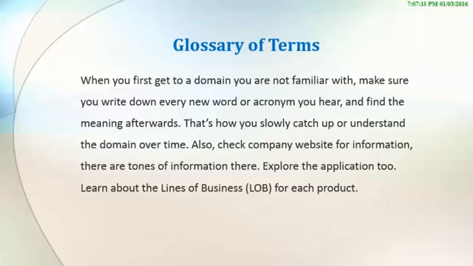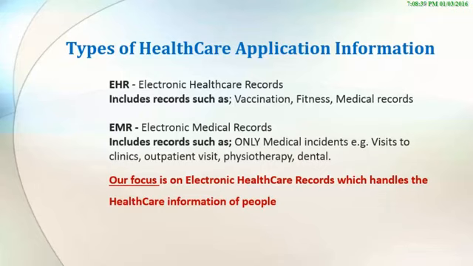There are two types of healthcare application. This healthcare application is EHR and EMR. As you can see, we have the EHR, electronic healthcare records, and EMR, electronic medical records. The EHR is records that have to do with vaccination, fitness records, and medical records, and many more.